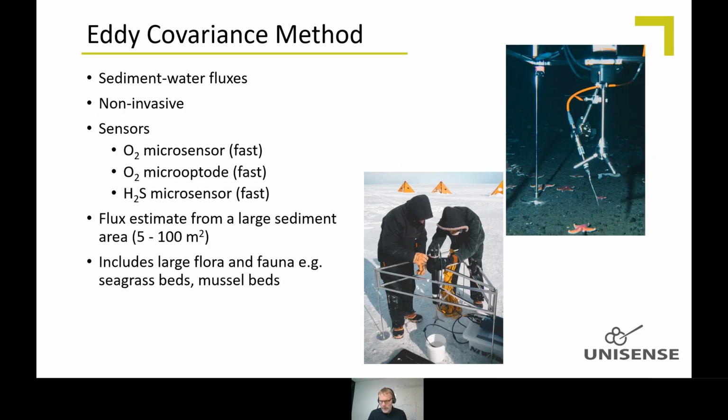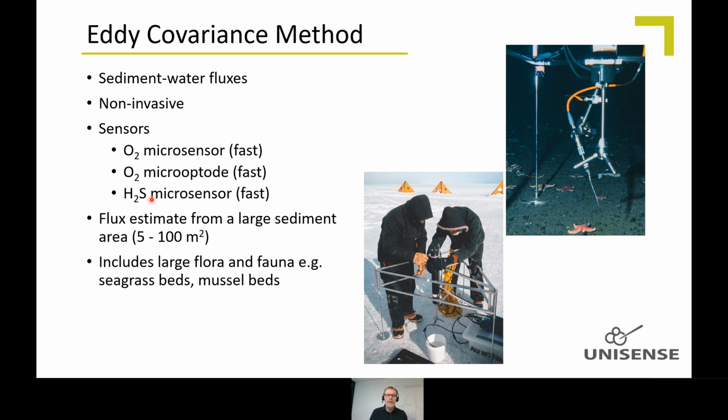So we have a third method, as I mentioned, for working with sediment water fluxes, and that is the eddy covariance method. This is a really non-invasive method because it actually doesn't touch at all what it is measuring. It measures the result of processes occurring upstream from where the sensors are placed. Typically, they are used for oxygen fluxes, either with electrochemical or optical oxygen sensors.